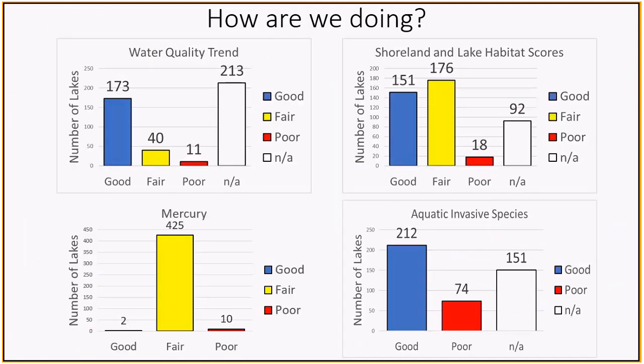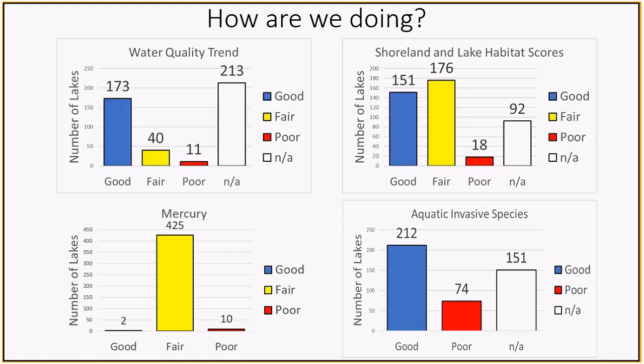How are we doing? These graphs summarize the numbers of lakes in different categories of the scorecard for each score. So if you look at these graphs in the aggregate, you can see that for water quality trend, we have a lot more lakes that have good scores than have fair or poor scores. And the same is true for aquatic invasive species. Despite the challenges that some lakes face with extensive invasive species populations, we still have many lakes that are uninfested.